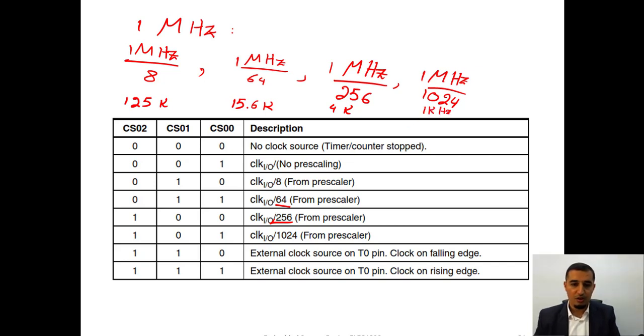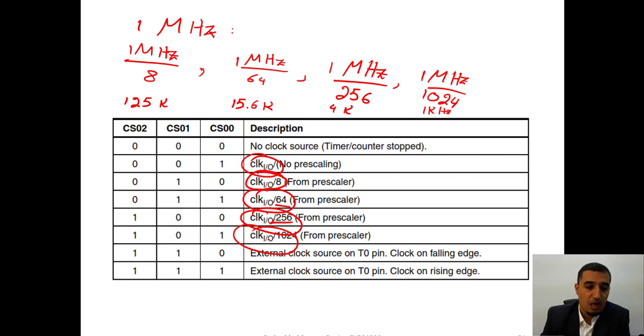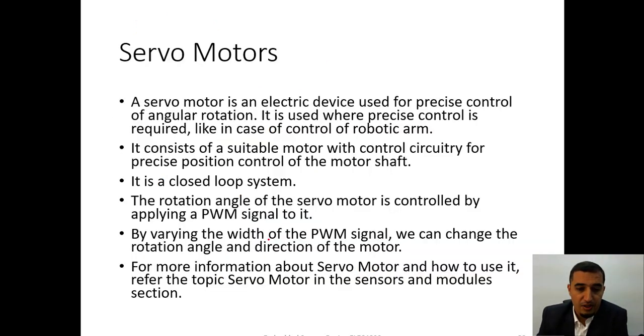Now, this is fine, but assume that you want a certain frequency. How can you get a certain frequency, since here we are limited to these values? If we have 1 megahertz, we can get only the divisions of the 1 megahertz: 1 megahertz divided by 8, by 64, by 256, and finally by 1024. So how can we get different frequencies?